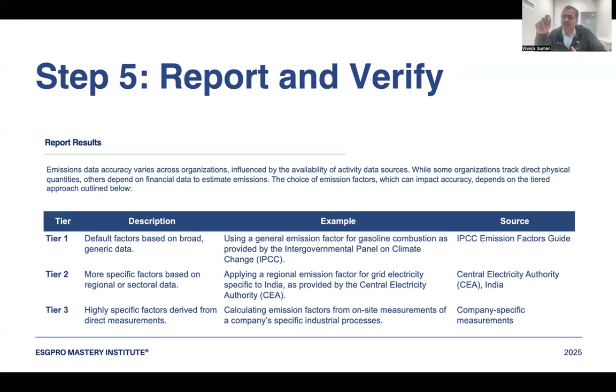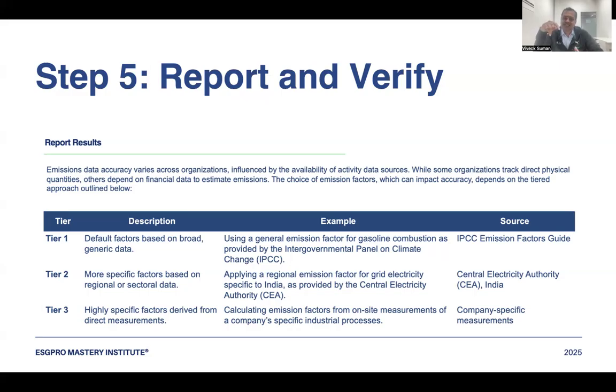Okay, that's how you should always visualize it. The lower the number, the lower the accuracy. So tier 1 is the data. If you don't get any data, go to IPCC data. That is more appropriate for you, specifically for scope 1 emission factor and scope 2 emission factor.